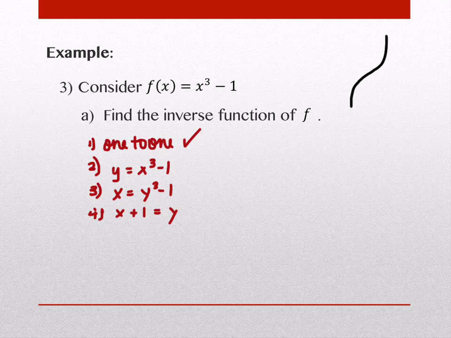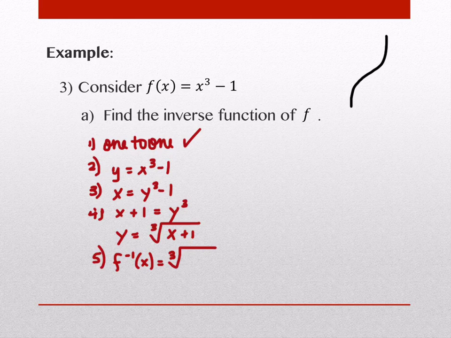And then what am I going to do to get rid of the cube? Take the cube root. So this is going to be y equals the cube root of x plus 1. That's step 4. Step 5 is to replace the y with f inverse of x.